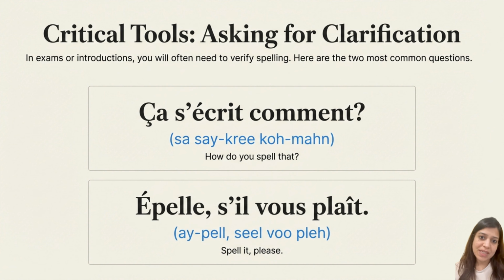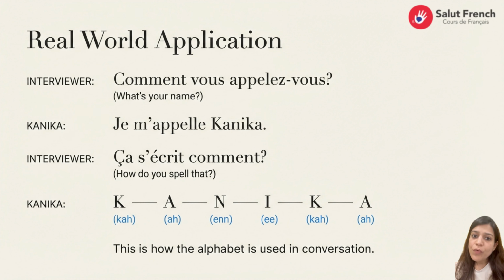So these are the 2 most common questions that are asked in examinations where you have to use alphabets. So for example, when you are asked Comment vous appelez-vous? Which means what's your name? So you'll say Je m'appelle and you'll add your name. So let me try that. Je m'appelle Kanika. So they'll ask Ça s'écrit comment? Which means how do you spell that? So I will say K A N I K A. And that's how the alphabets are used.